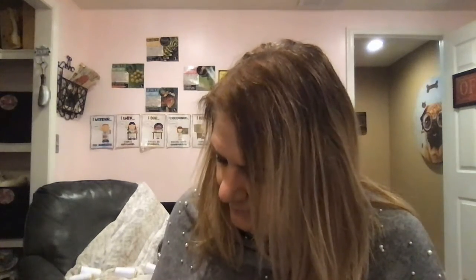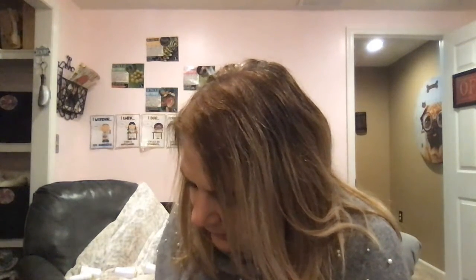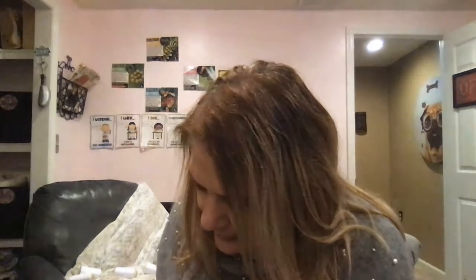The first thing I'm going to do, and I'm going to do mine for what time it is right now, 9 o'clock. So I'm going to write down the digital time when I'm going to start, which is 9:30. Okay, so I'm going to do that first. Did you see how I did that? And then I'm going to draw a clock, an analog clock that says 9:30.